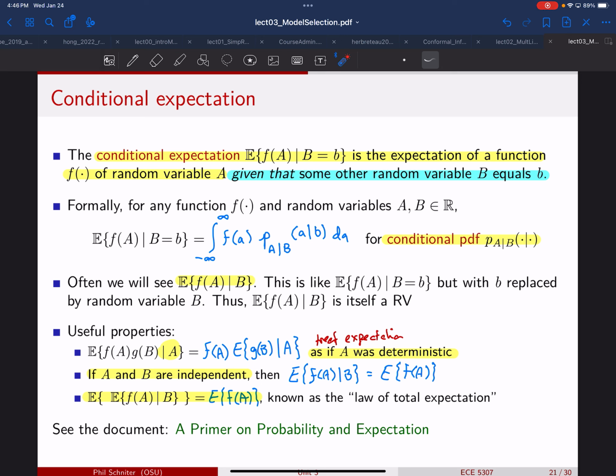Can you clarify what you mean when you say deterministic? So deterministic means non-random. Either you have random variables, or the things that are not random variables are just deterministic.